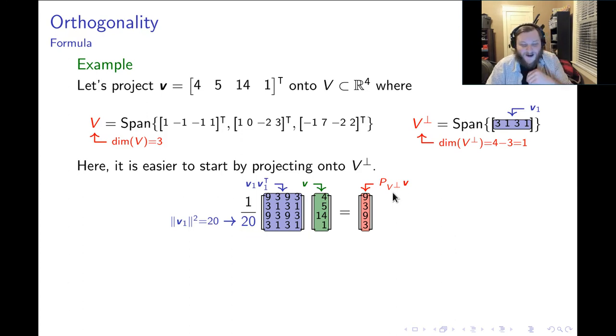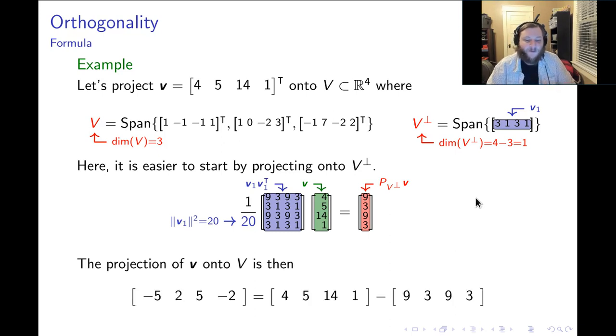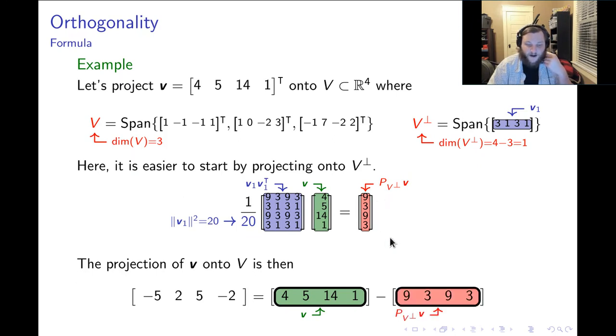Now, of course, this isn't the projection that I originally wanted, but I can figure out the projection I really wanted with subtraction. I now know if I take the v I started with, (4, 5, 14, 1), and subtract off its projection onto the orthogonal complement, (9, 3, 9, 3), numerically here, I'll get the vector (-5, 2, 5, -2). And my theory tells me that that is exactly the projection of the vector I started with onto the space that I cared about.